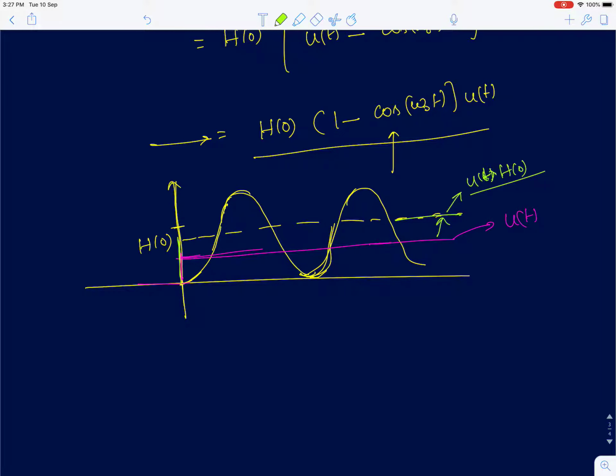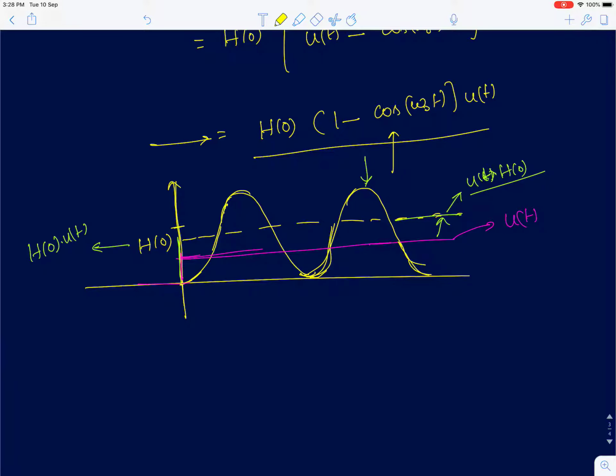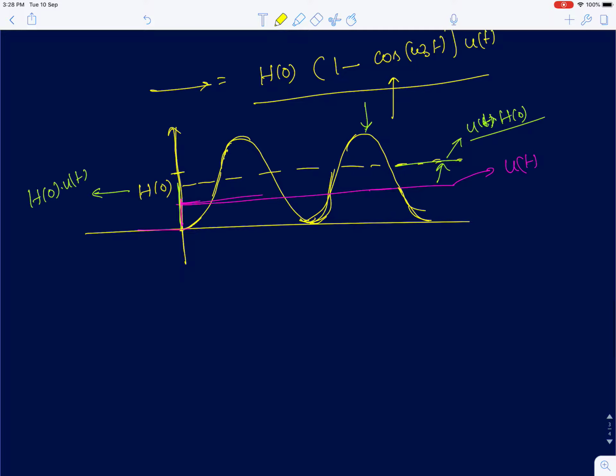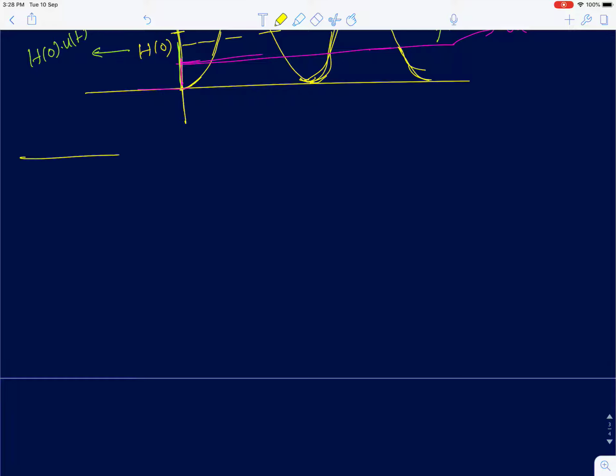But since it's a pure lossless system, there will also be an oscillatory component on top of it. The average value will be h of 0 into u of t at t tending to infinity, but there will always be a sinusoid riding on top of it. Again, we will see why this comes; we already discussed it. Some energy gets stored in the capacitor or inductor, and that keeps going back and forth between the inductor and capacitor for eternity in a lossless system. If there was a resistor, it would have decayed down, but this is a pure lossless system, so it will forever persist. So that's all about the simple low pass second order system.